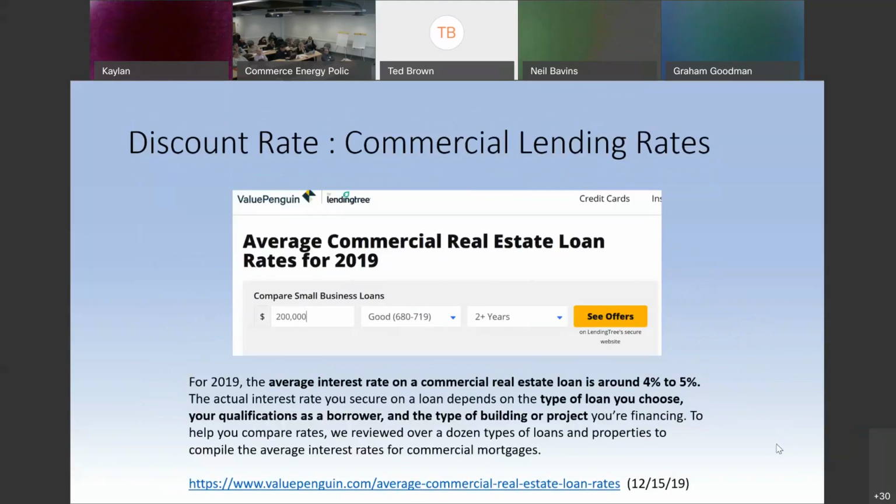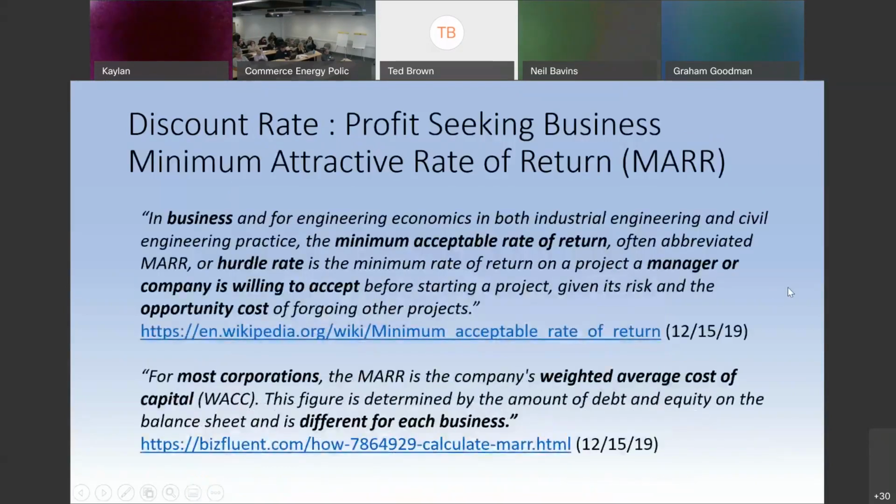But if we look at a cost of borrowing for commercial loans, maybe there are averages out there that would be applicable to this. Value Penguin states that in 2019, the average interest rate on commercial real estate loans is around 4 to 5%. So there's a value. I don't know if that's applicable to this type of process, but it gives a sense of where the market currently is, maybe a way that you could try to figure out how it shifts over time. I think there are more applicable ways to this standard.